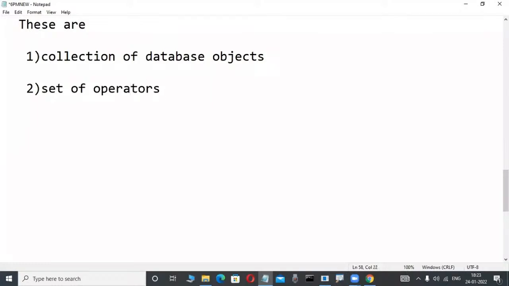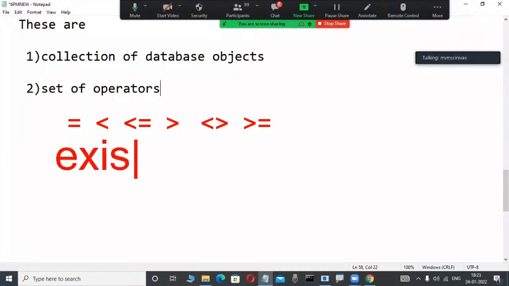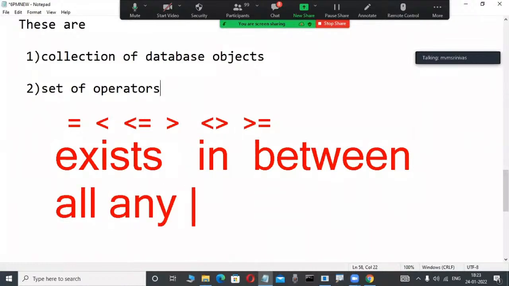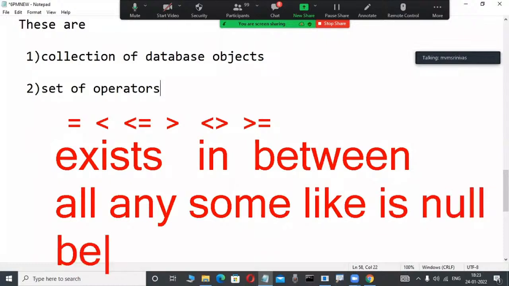Operators: in C language and Java we think of equal to, less than or equal to, greater than or equal to, not equal to. But here we think of not only these operators but also a set of different operators in every relational data model. Exists is an operator, IN is an operator, BETWEEN is an operator. ALL, ANY, and SUM are operators. LIKE and IS NULL are operators. Many special operators are there.